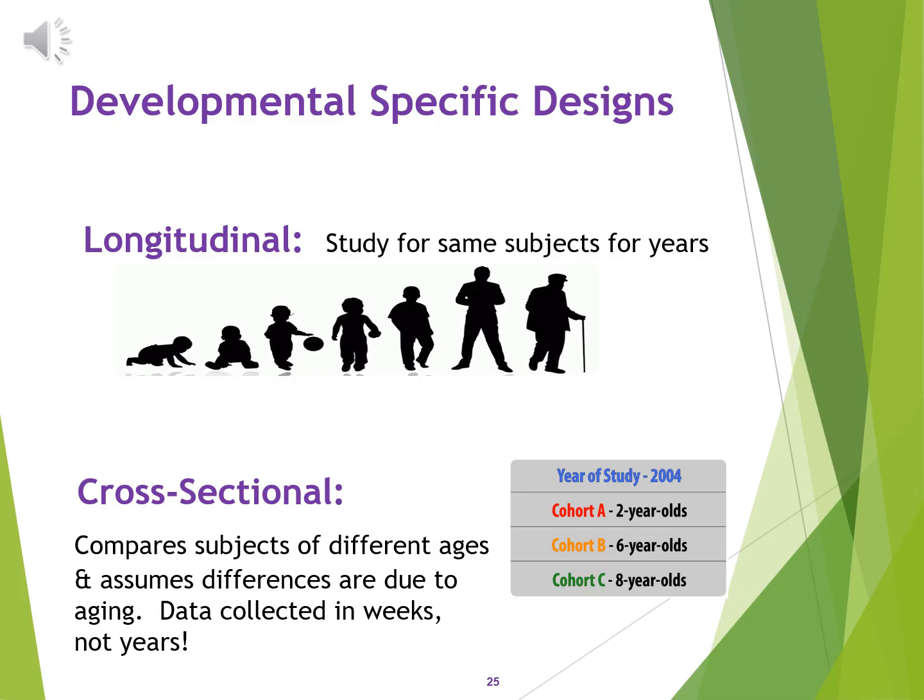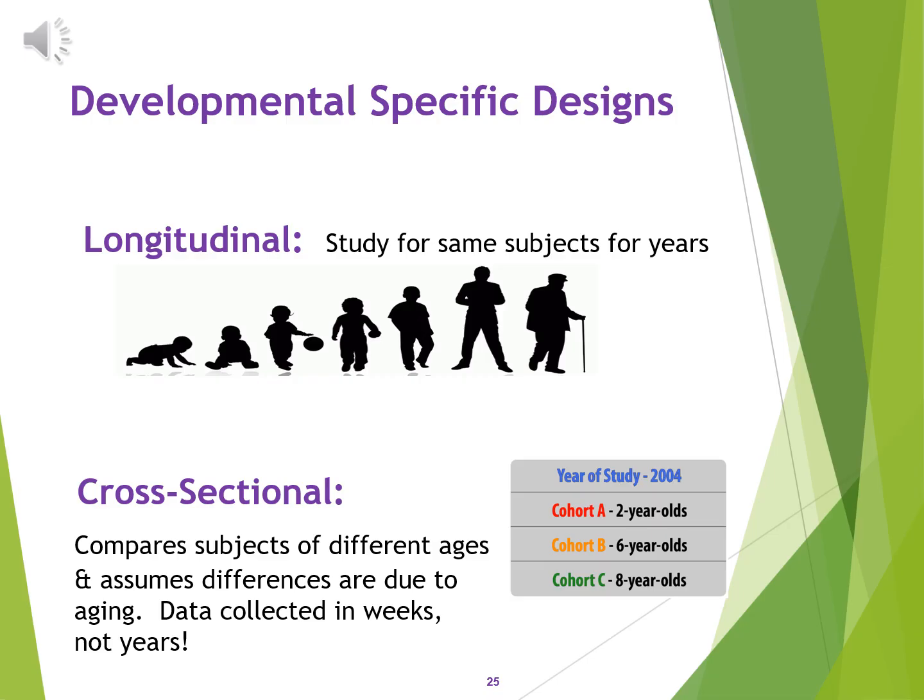Another alternative, which is not quite as strong, but still very useful, is the cross-sectional study. In a cross-sectional study, we'll get a group of subjects of different ages and study them at the same time. So maybe the researchers, in a matter of a week or 2 or 3, might investigate their topics of interest in a group of 2-year-olds, 6-year-olds, and 8-year-olds. So instead of waiting 6 years, they can gather that data in weeks because they're viewing people of all those ages at the same time.